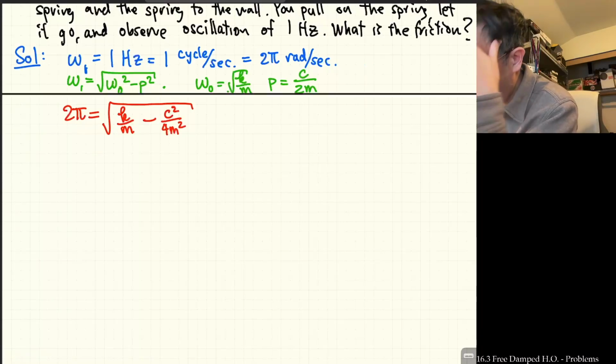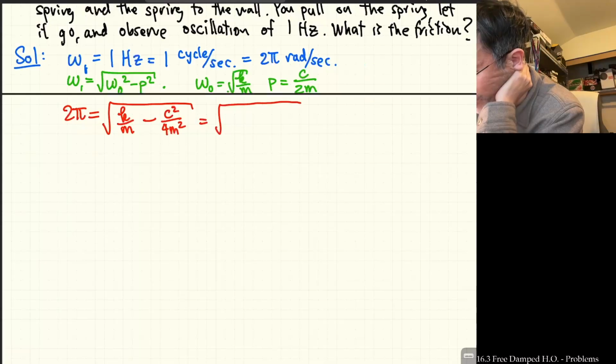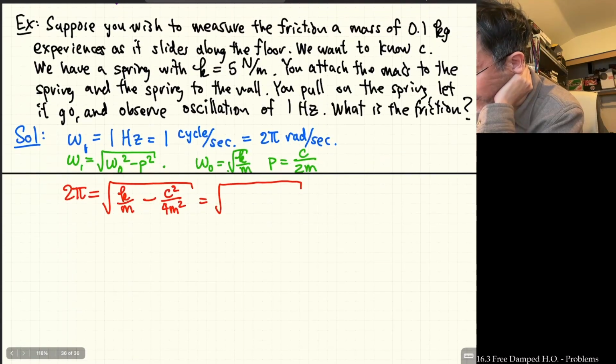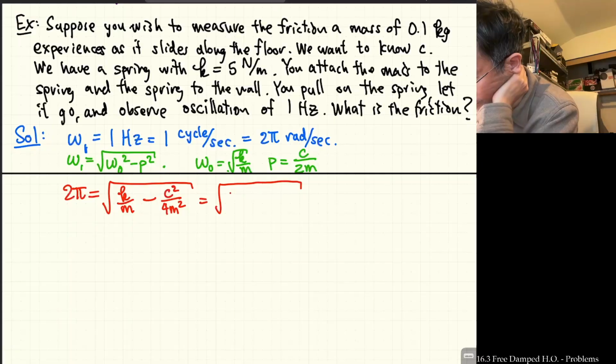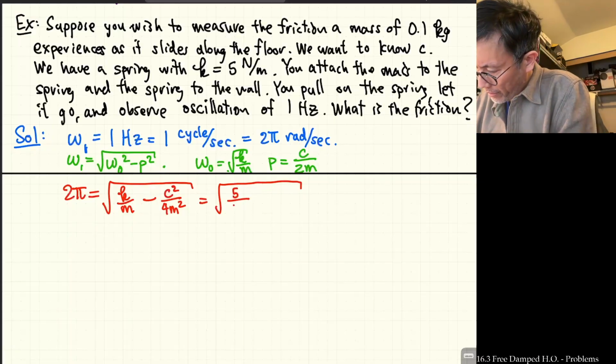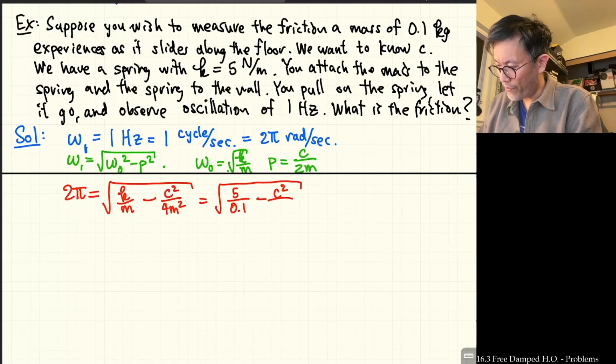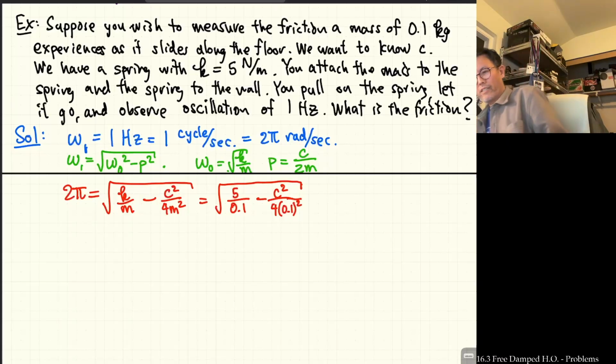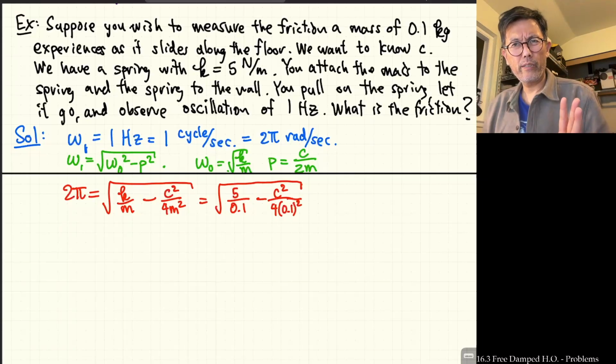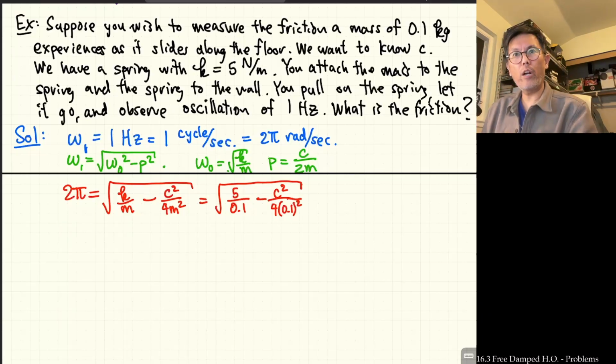Okay. Now I can square both sides. Oh, okay. Let me fill in the blanks, actually. Because what's K? That's given to me in the problem, isn't it? K is 5 newtons per meter. And what's M? M is 0.1. Okay, there we go. And then we subtract C squared, the thing I'm hunting for, divided by 4 times 0.1 squared. I'm not scared, are you? Maybe. Okay, let's square both sides now.